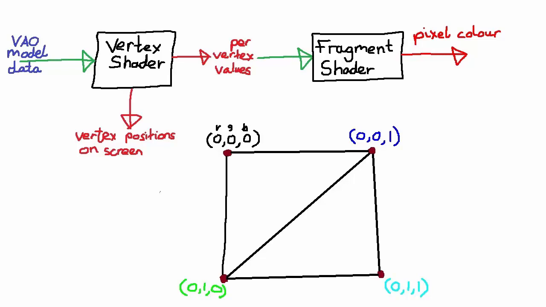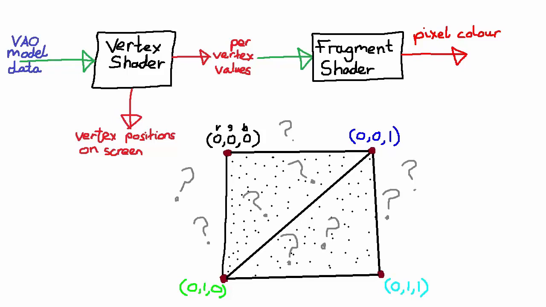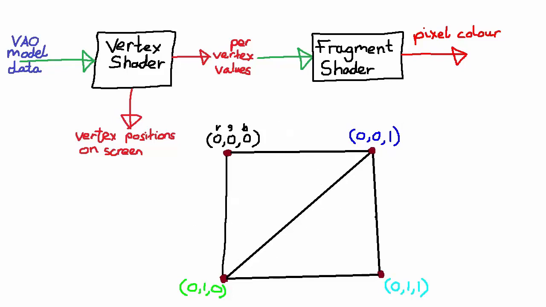But which colour should the input to the fragment shader be when it processes this pixel here, for example? There are 4 vertices with 4 different colours in the model, so which of these colours should the fragment shader use? And what about when it processes this pixel, or any of the other pixels? How does the fragment shader decide which colour it should use as the input to the program?